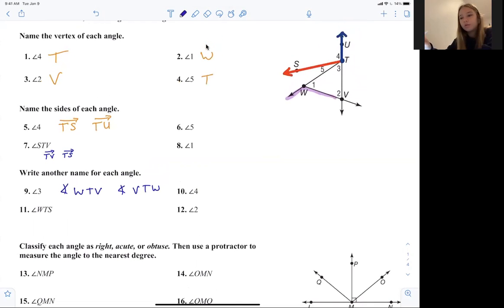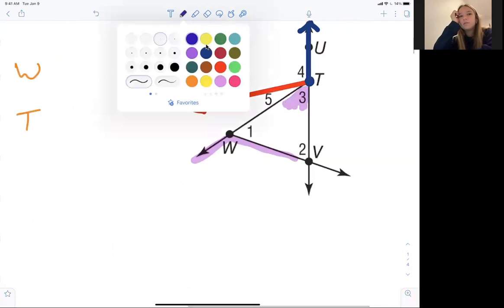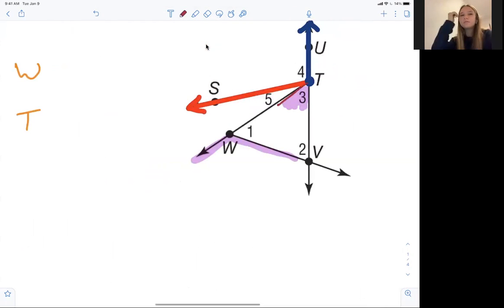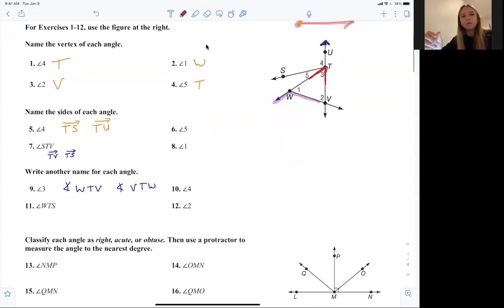For angle 3, yeah, this is angle 3 right here. Can you see me draw? So angle 3 is composed of this. This is angle 3 right here, right? Oh, that's why, okay. All you have to do is draw the angle if you're not sure. It'll tell you what 3 letters to use. All right, so here we go.